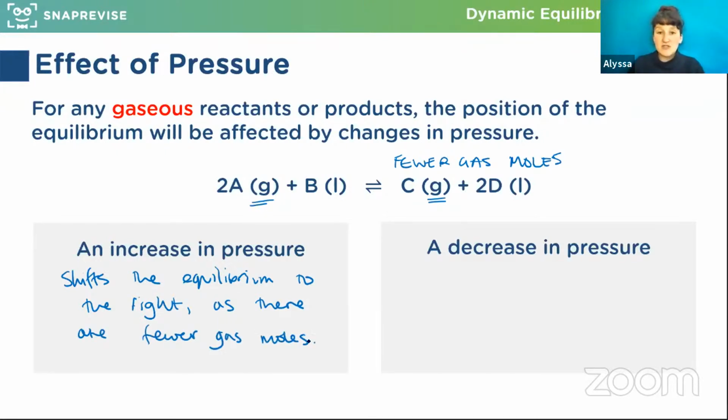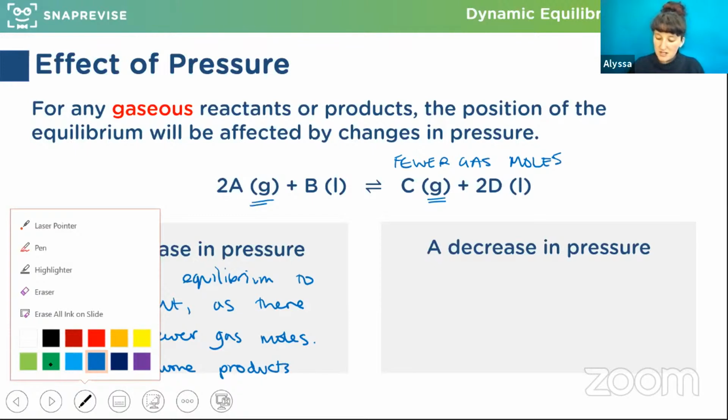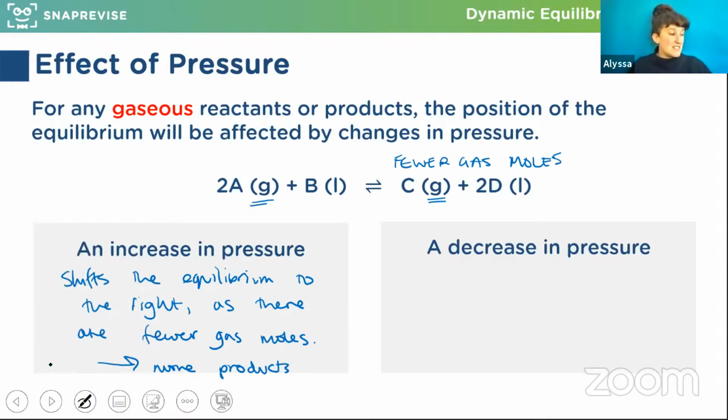That means it's going to decrease the pressure again. So we've increased the pressure, and in order to decrease the pressure, it's producing fewer gas moles, which decreases the pressure again. So we're going to get more products produced in this case. Good. And then on the other one, if we decrease the pressure, then it's basically the opposite.